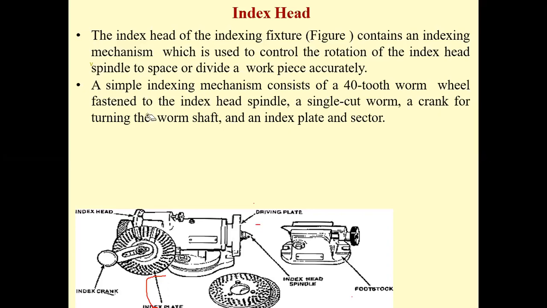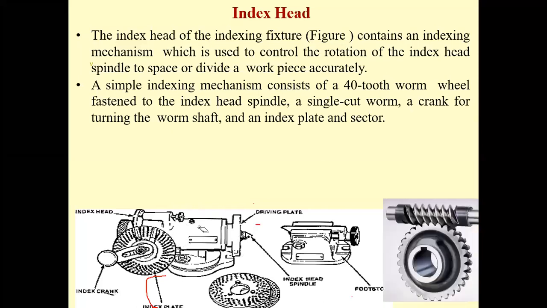In the simple indexing mechanism, inside the indexing head there is a 40 tooth worm wheel fastened to the index head spindle. The worm wheel is nothing but a gear. You can see this is a typical worm wheel, and this complete mechanism is inside the indexing head.